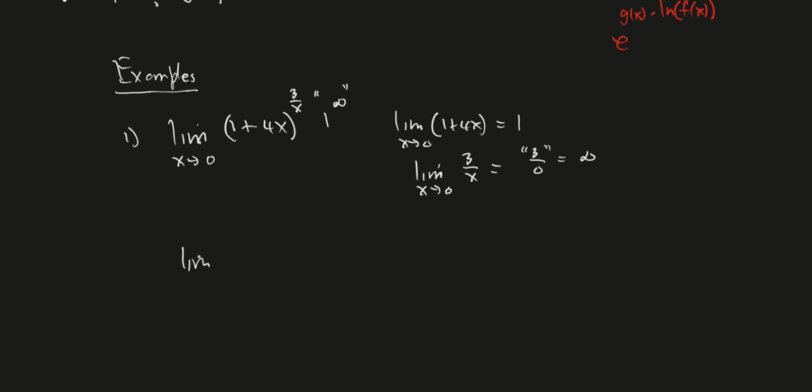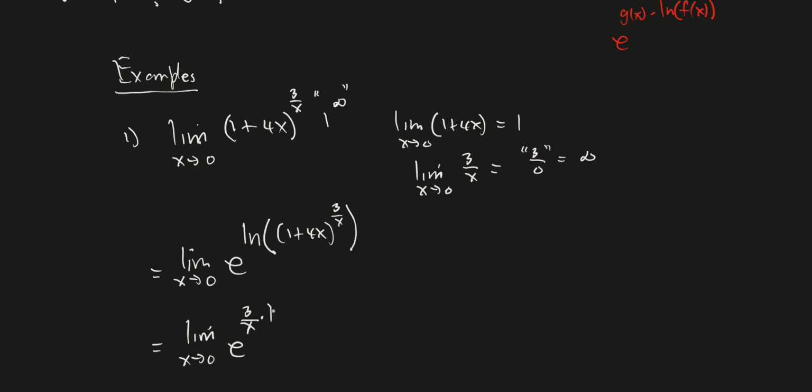So we'll have the limit as x approaches 0, so I'm going to take e and then the ln of this expression, the 1 plus 4x to the power 3 over x. And then use that property of the natural log that allows me to bring the 3 over x and put it in front, right, the ln as a multiplier as opposed to an exponent. So this is the limit as x approaches 0 of e to the 3 over x times the ln of 1 plus 4x. All right?